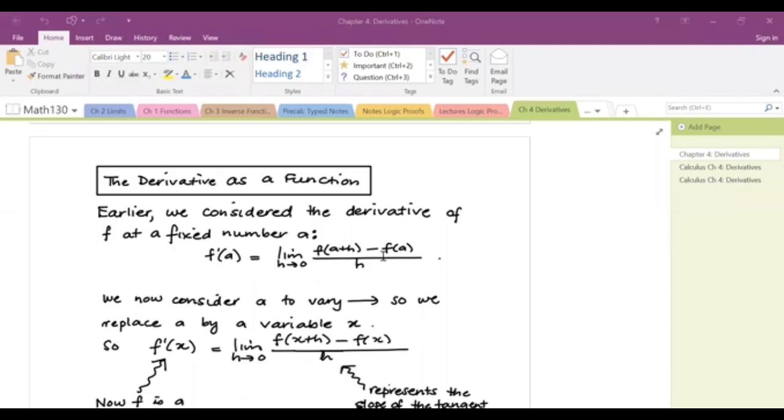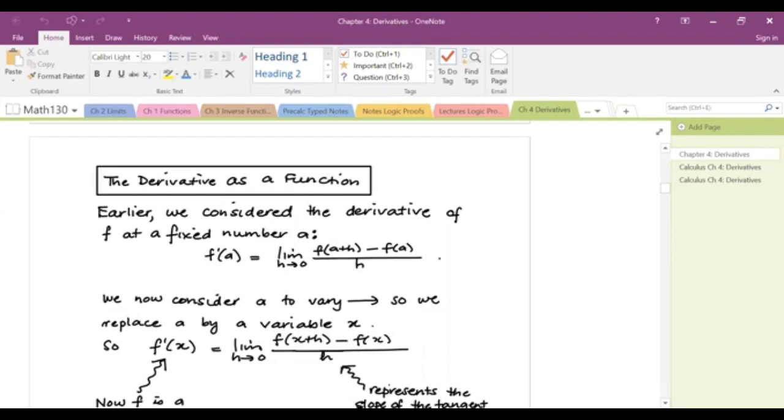Good day, students. So we're continuing in the chapter 4 notes, picking up from the previous lecture. We said we'd come back to this example on page 12. So let's just recap briefly. We've considered the definition of the derivative, and we've looked at finding the derivative from first principles.